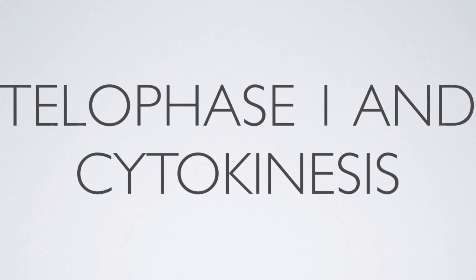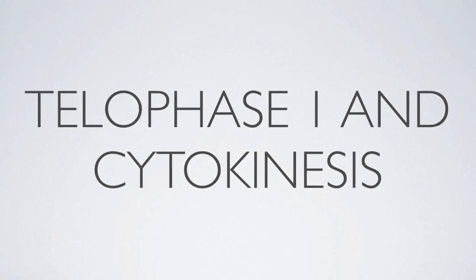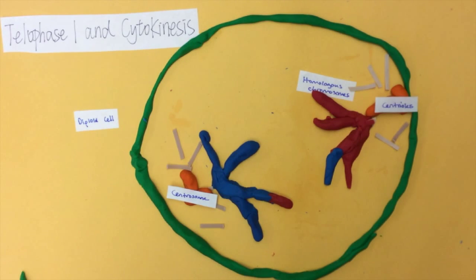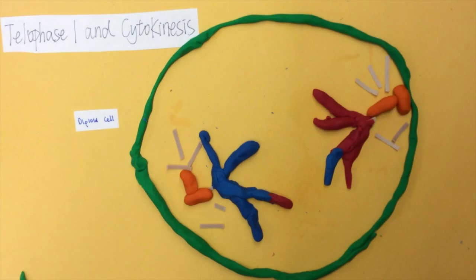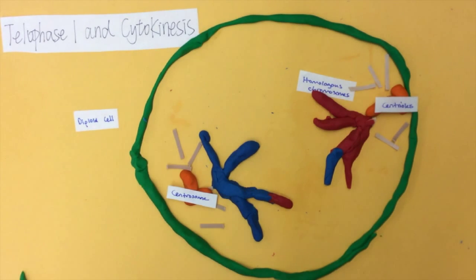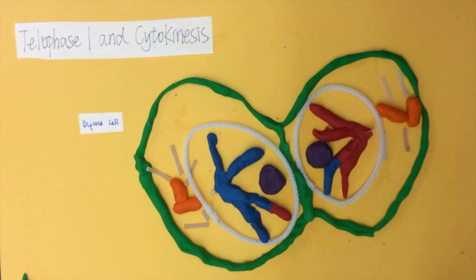When telophase 1 begins, each half of the cell has a complete set of chromosomes. Each chromosome is composed of two sister chromatids, one or both of which include a region of non-sister chromatid DNA. Cytokinesis is the moment where the cell splits in two.